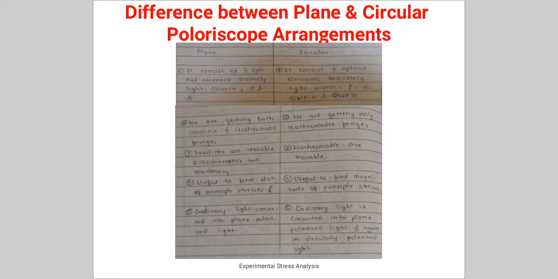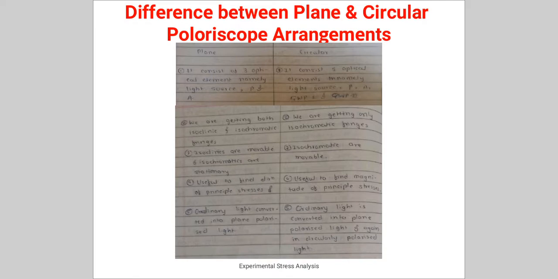Then the second difference: in plane polariscope arrangement, we'll get two types of fringes, that is isoclinic and isochromatic fringes. But in circular polariscope arrangement, we'll get only one type of fringe pattern, which is called isochromatic fringes. So the third difference is, in plane polariscope arrangement, the isoclinics are movable, through which we can calculate the direction of principal stresses, and the isochromatic fringes are stationary. But in the circular polariscope arrangement, as we will get only one fringe pattern, that is the isochromatic fringe pattern, which is movable, and by using those movable isochromatic fringes, I can calculate the magnitude of principal stresses.